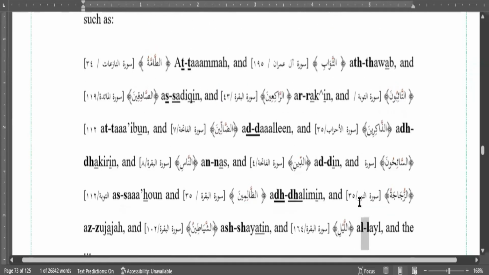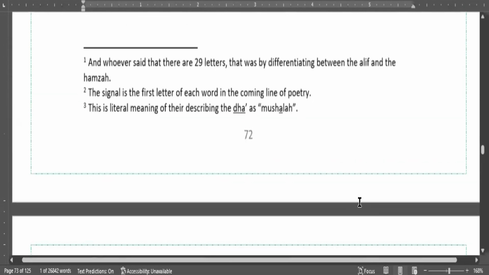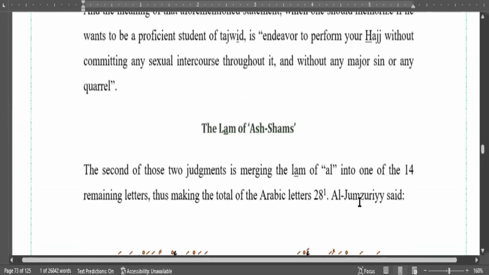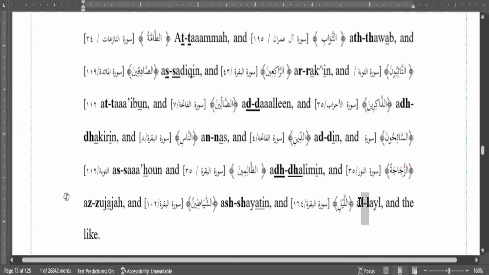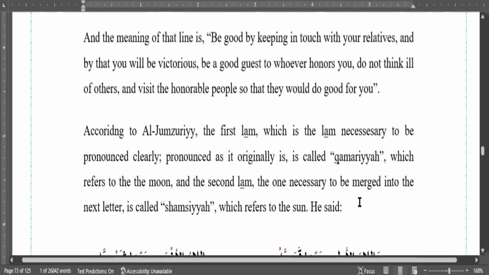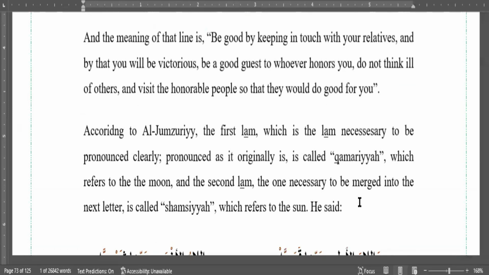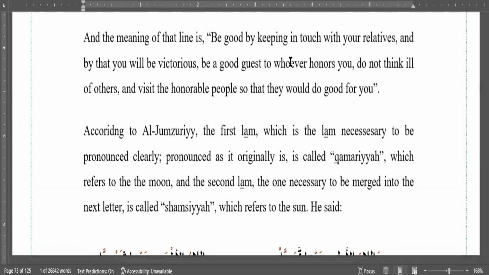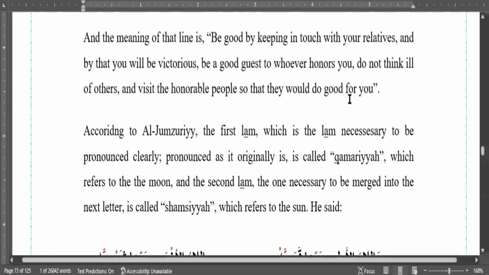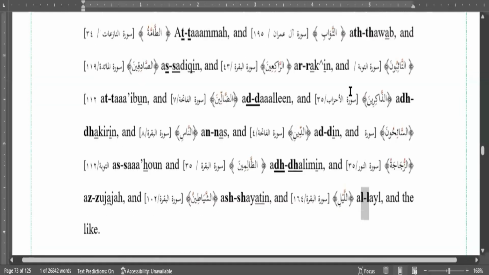So it's a very easy chapter. Yani, you're going to learn this chapter without learning Tajweed anyway, just learning Arabic in grade school. And the meaning of that line is be good by keeping in touch with your relatives, and by that, you will be victorious. Be a good guest to whoever honors you. Do not think ill of others and visit the honorable people so that they would do good for you. Yeah, let's see that real quick.